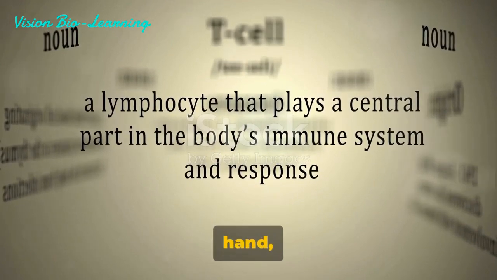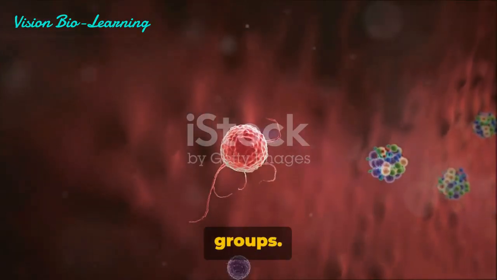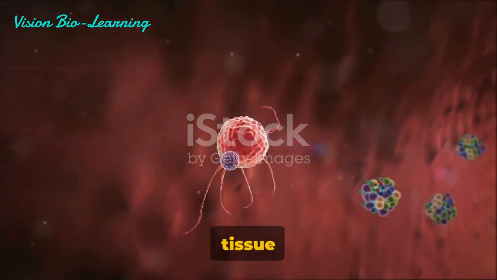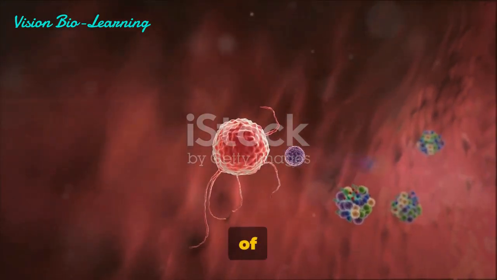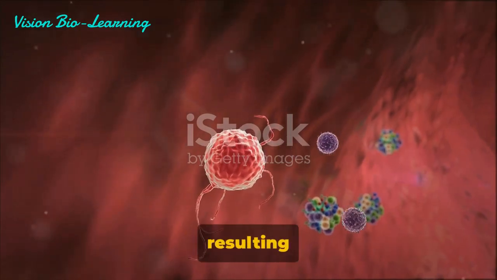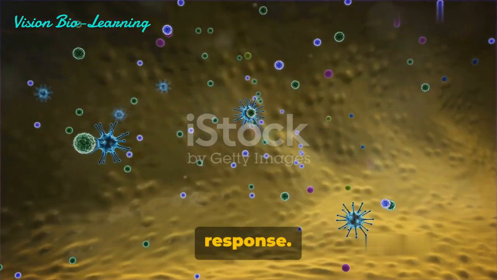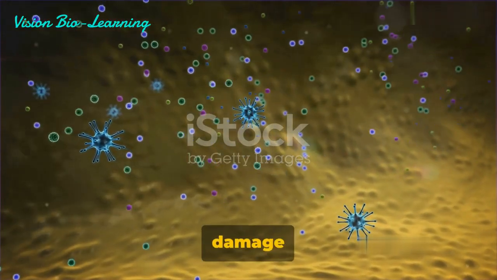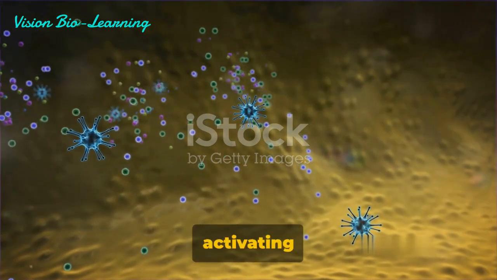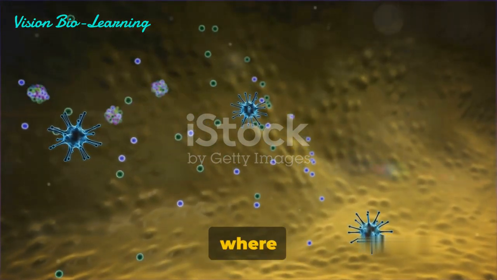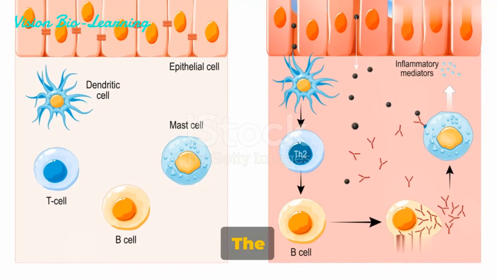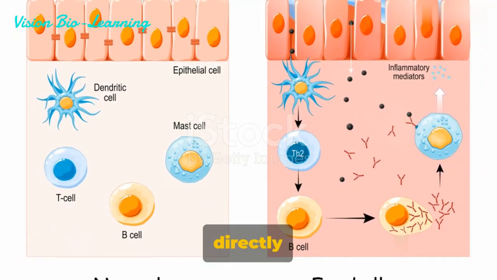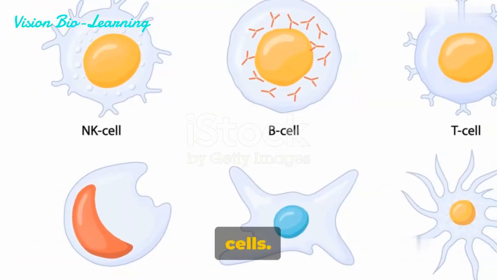Type 4, on the other hand, is T-cell mediated and can be divided into 3 groups. The first group involves tissue damage caused by the activation of macrophages by Th1 cells, resulting in an inflammatory response. The second group includes damage caused by Th2 cells, activating inflammatory responses where eosinophils predominate. The third group involves damage caused directly by cytotoxic T cells.